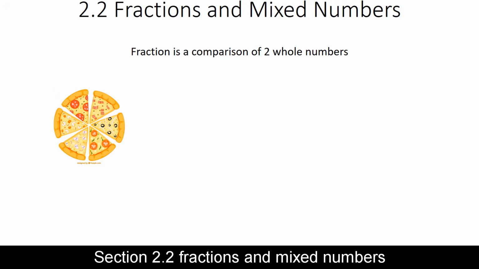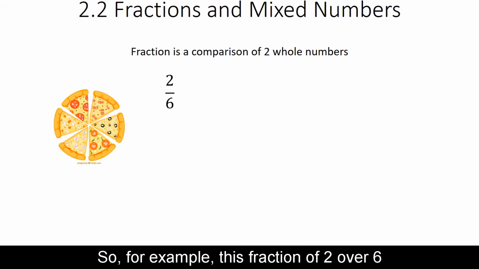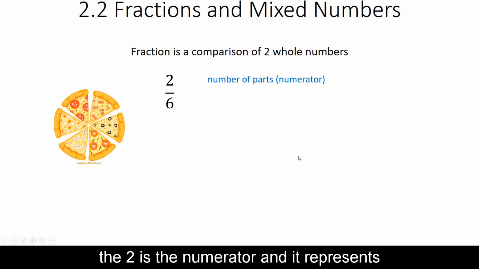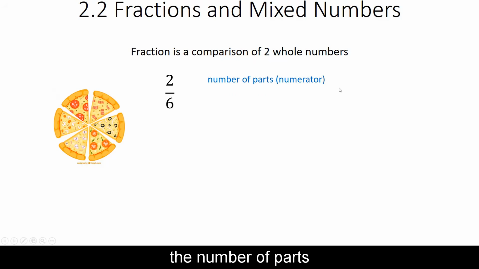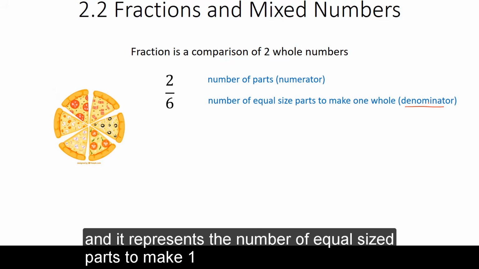Section 2.2, Fractions and Mixed Numbers. A fraction is just a comparison of two whole numbers. So for example, this fraction of 2 over 6, the 2 is the numerator and it represents the number of parts. The 6 is the denominator and it represents the number of equal sized parts to make one whole.